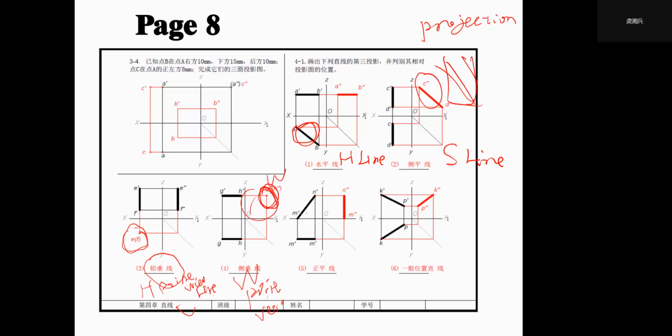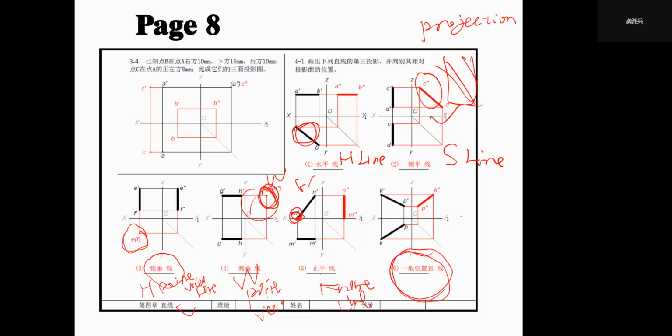This one is very interesting. A line is located on the OX line, so the Z position is 0. Here the Z position is 0. What kind of line is this? Side line? You got it. This line is a front line. Yes, you're right, front line. It is parallel to the V projection.